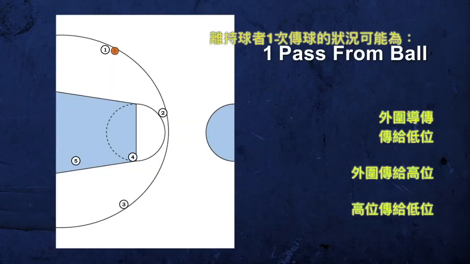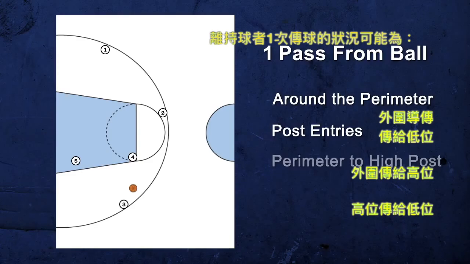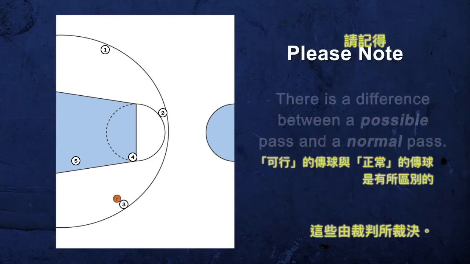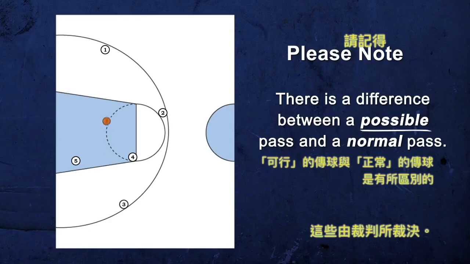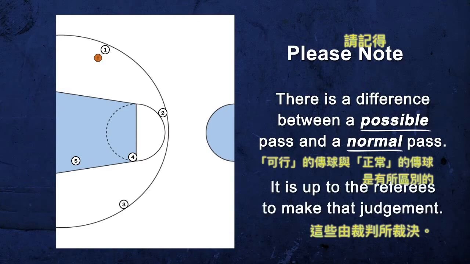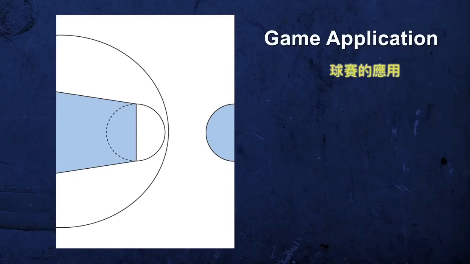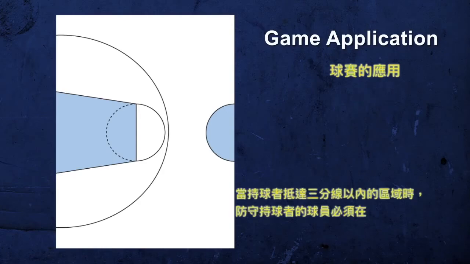Examples of players who are one pass from the ball would include around the perimeter, post entries, perimeter to high post, and high post to low post. Please note, while it may be technically possible to pass the ball in some extreme situations, such passes cannot be considered normal. It is up to the referees to judge whether a player is one or more than one pass away from the ball. Let's examine the defensive restrictions using these three concepts.